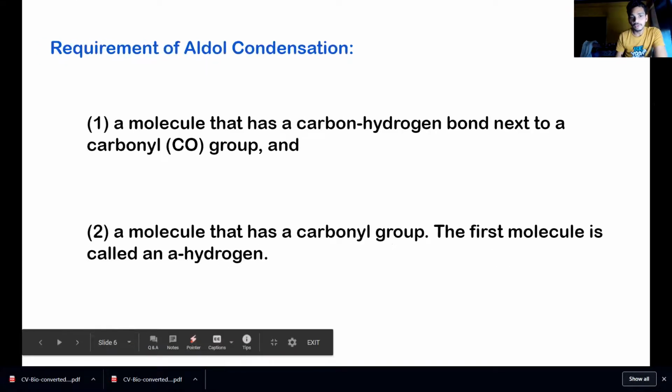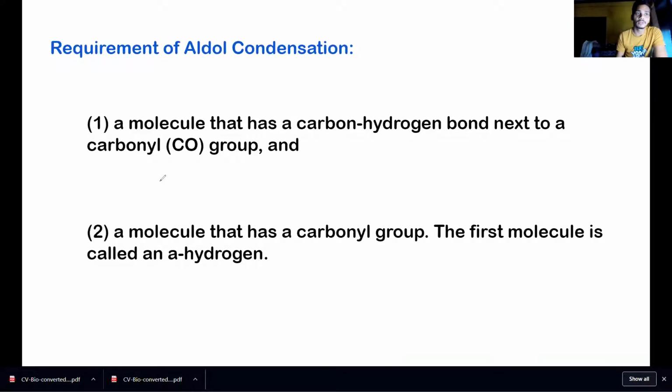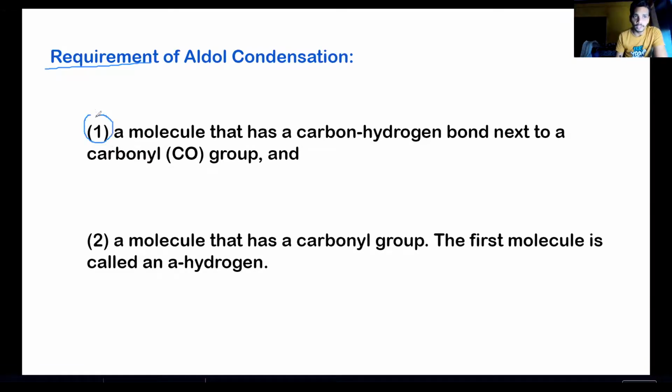Now, before we move ahead, we should know the requirements of the aldol condensation. First, as we mentioned, the carbon next to the functional group is considered the alpha carbon. So in a molecule, this is the alpha carbon, and the hydrogen attached to this carbon is considered alpha hydrogen. Have you understood that? Again, I'm repeating. This is a functional group or carbonyl group. The carbon attached here is called the alpha carbon. The hydrogen attached to this carbon is considered alpha hydrogen. So what is the first requirement?